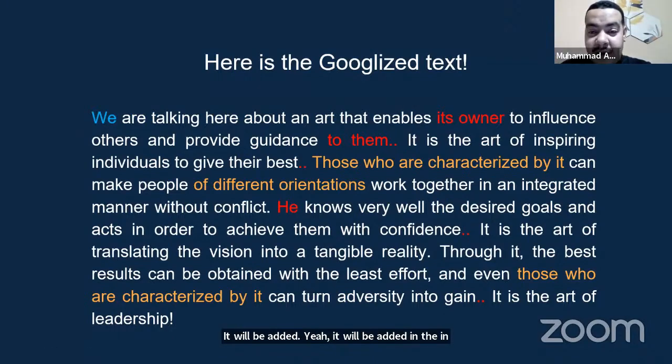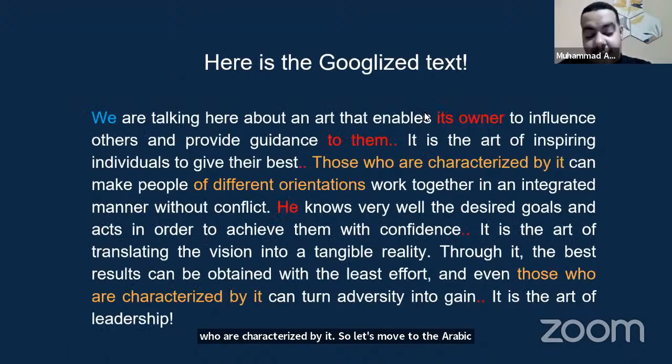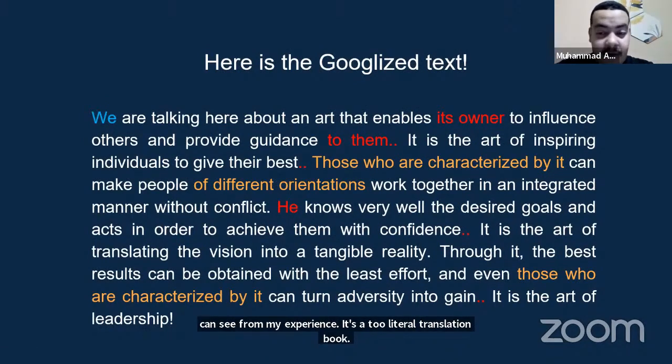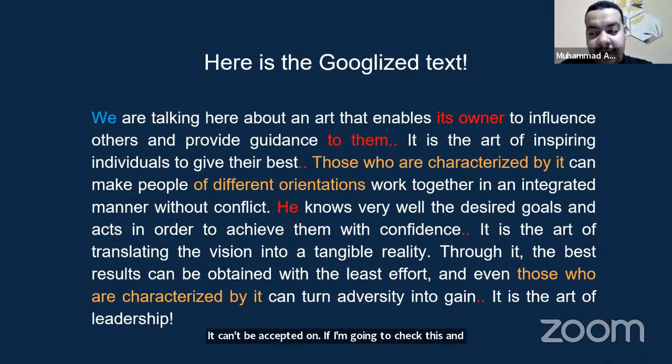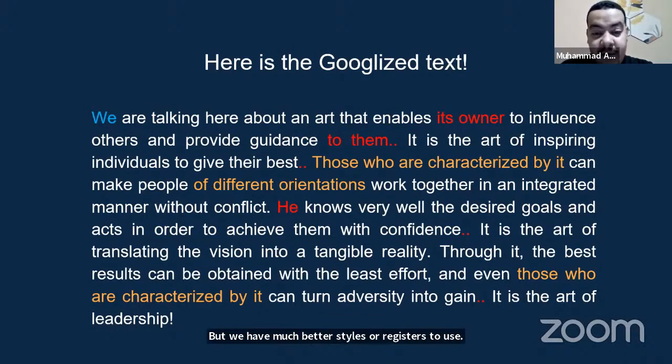So let's move to the sentence that's mentioned and colored in orange, "those who are characterized by it". So let's move to the Arabic. يستطيع من يتصف به, which I can see from my experience is a too literal translation, but it can be accepted. And if I'm going to check this and give marks on this, I'll consider it a correct translation. But we have much better styles or registers to use. So this is a correct translation, but it's not a perfect one.